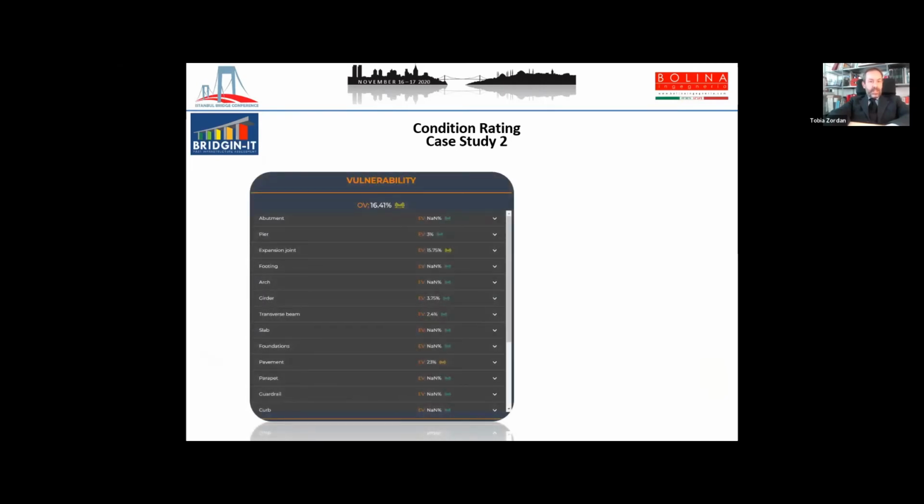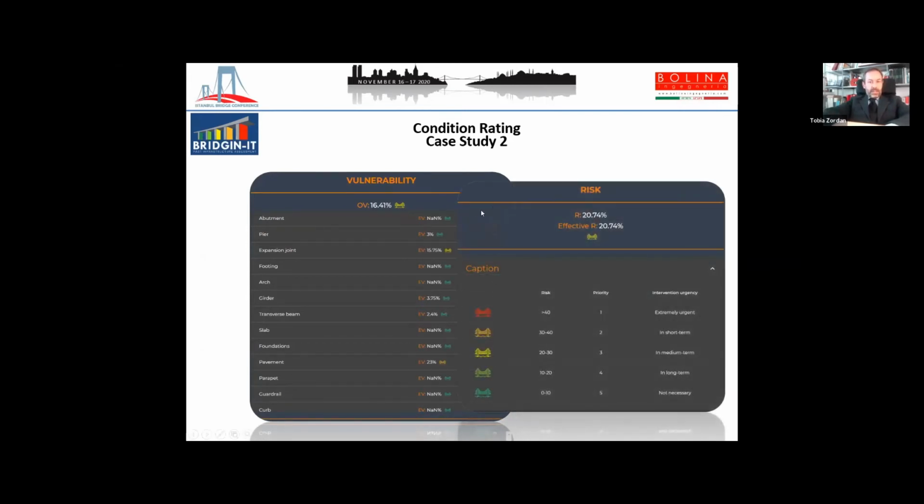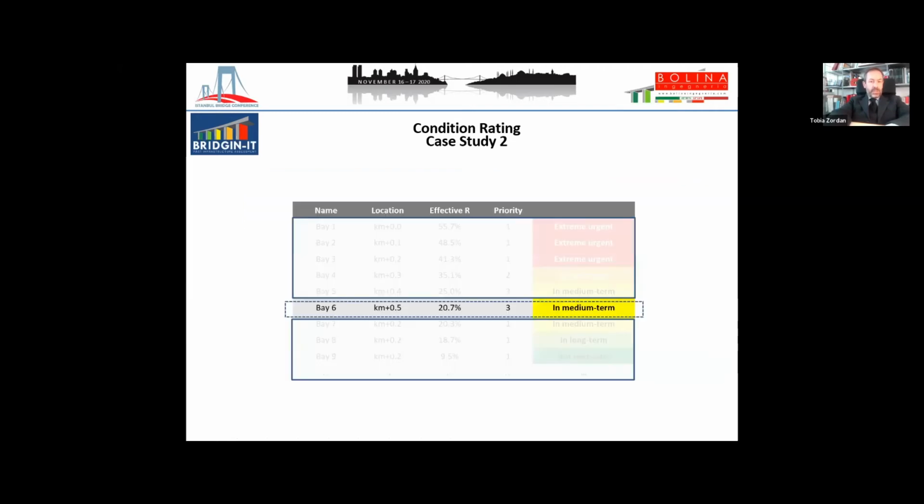And finally, the overall vulnerability of the bridge, considering the single vulnerability index for each single component of the bridge, and the final risk index that for the bridge under investigation was medium term. Medium term would mean within the next 3 to 5 years.